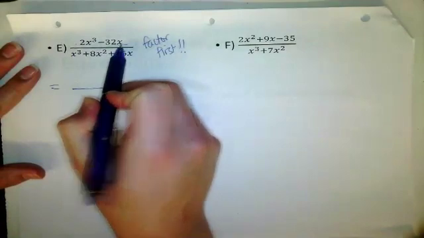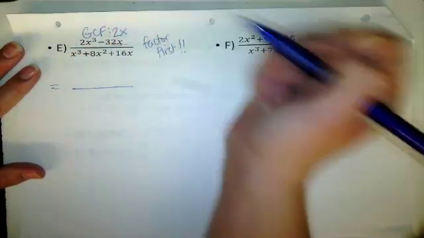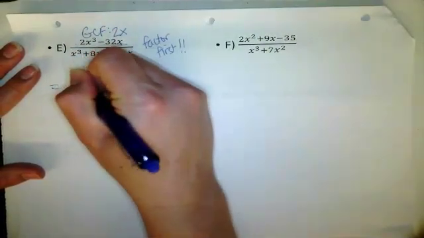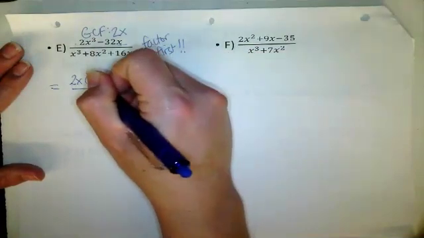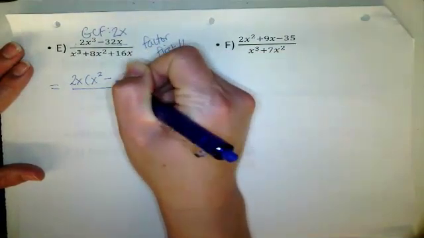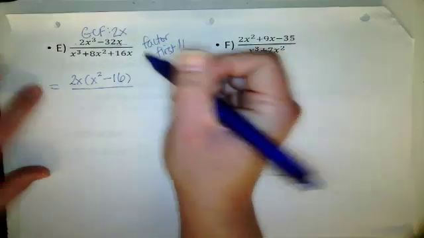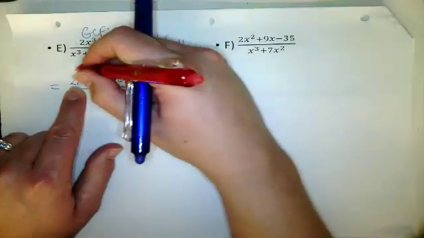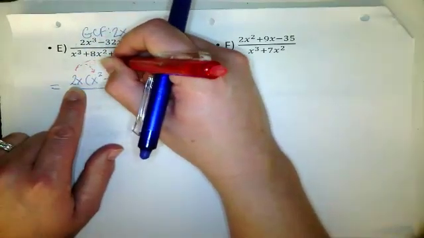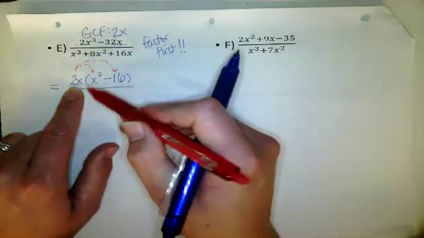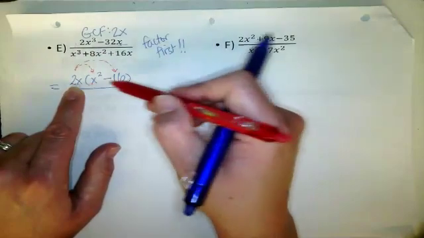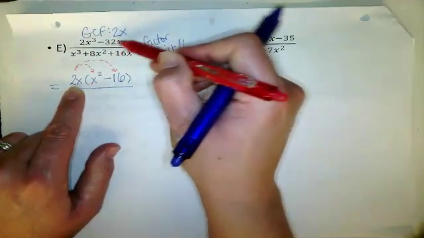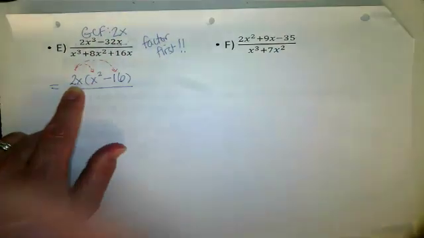Okay. Looking at the numerator, what can we do in the numerator? What can we do first? GCF. What is the GCF? 2x. Very good. We can take out a 2x. If we take out a 2x, what's left behind? X squared minus 16. Very good. Again, you can double check if you need to by distributing, because that's all we're doing, undistributing. 2x times x squared gives me 2x cubed. And 2x times negative 16 gives us that negative 32x.